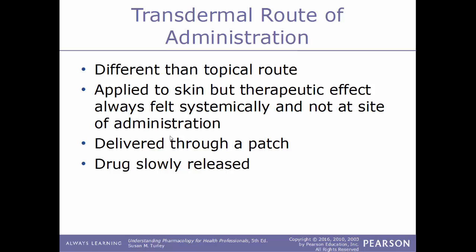So this is often delivered through a patch, a transdermal patch, and is a slow-released drug. And a good example of a transdermal drug would be the drug Nicoderm, which helps people to stop smoking. It is applied as a patch, a transdermal patch, but it's felt systemically throughout the whole person's body. This is a very slow release of nicotine, so the person doesn't feel the need to smoke cigarettes.